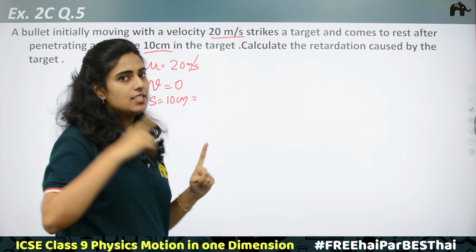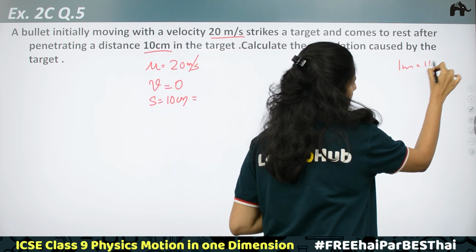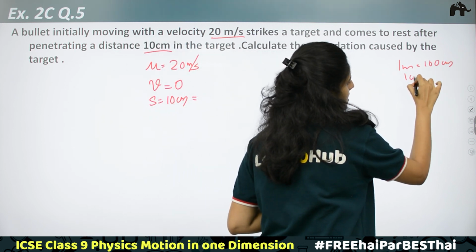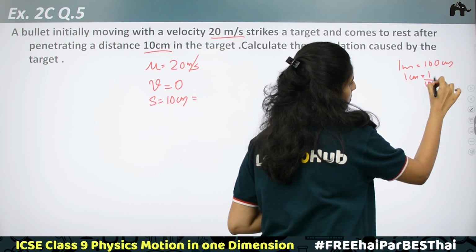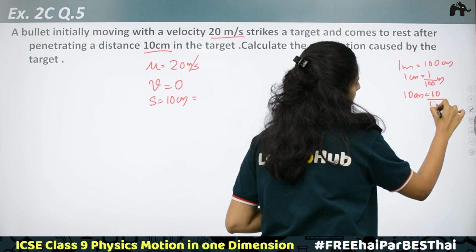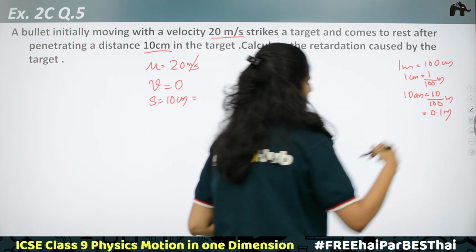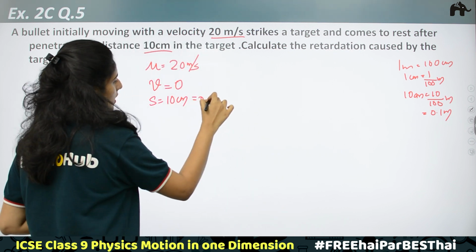We have 1 meter is equal to 100 centimeter. Yes, 1 meter is 100 centimeter, which means 1 centimeter will be 1 by 100 meters. Therefore, 10 centimeter will be 10 by 100 meters, or that is equal to 0.1 meters. So we get 0.1 meters.